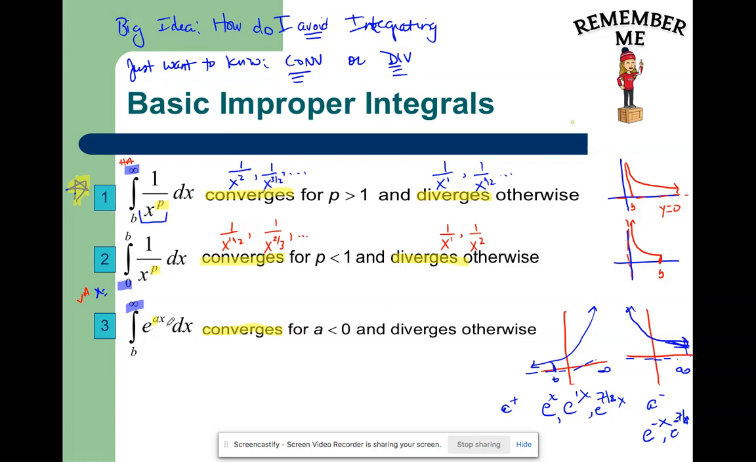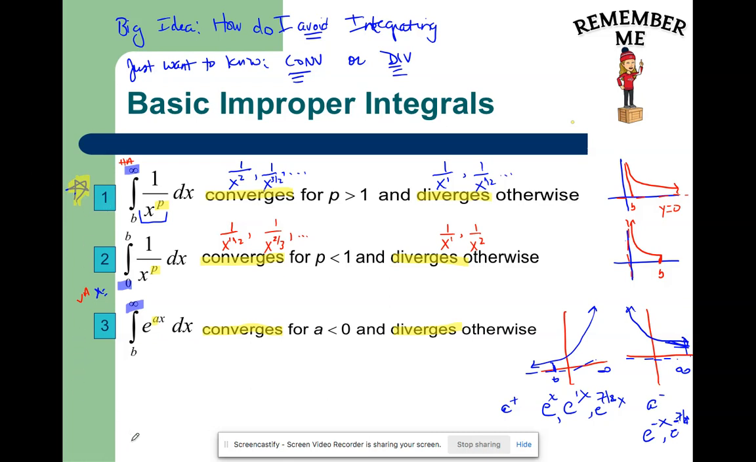You can integrate e to the stuff. You can integrate 1 over x to the stuff. These are just so famous, it's nice to know that they automatically converge or diverge just by looking at the power on 1 over x to the p and looking at the coefficient up there in exponential land on e to the ax.